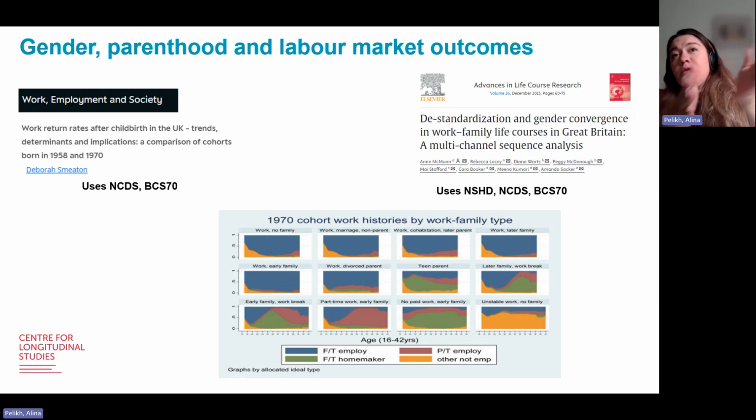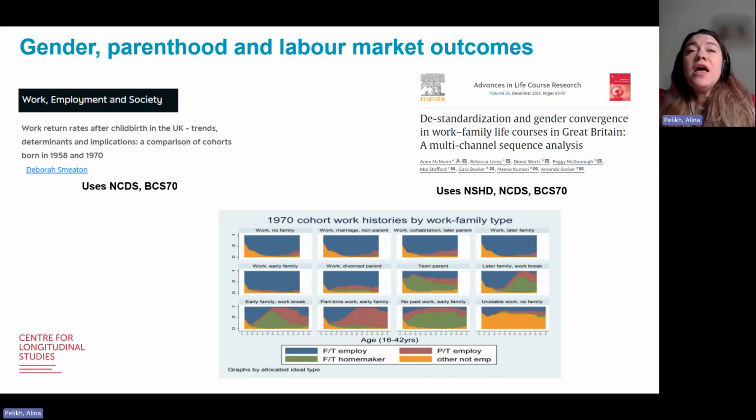This is an example of a paper where the researchers have combined the partnership and fertility histories with employment histories. You can see different clusters, different types of work-family histories. So, for example, work no family, meaning that someone has mostly spent the time between ages 16 and 42 in full-time employment, but didn't have a family. Then you have, for example, work and early family, meaning that someone has worked most of their productive years and started a family early, and so on. This is just a bit of a taste of how you can use the combination of those variables.